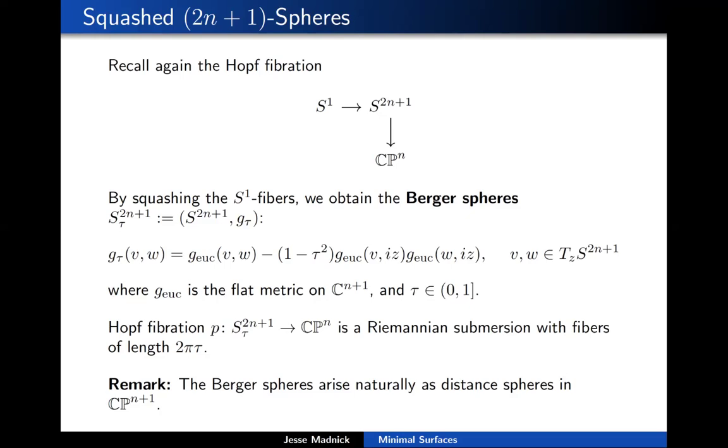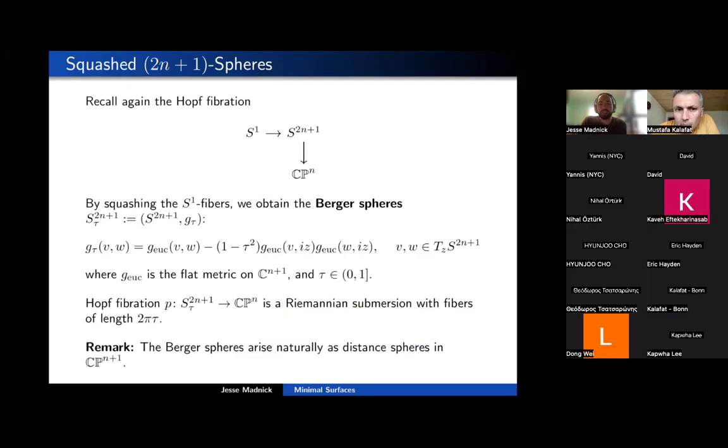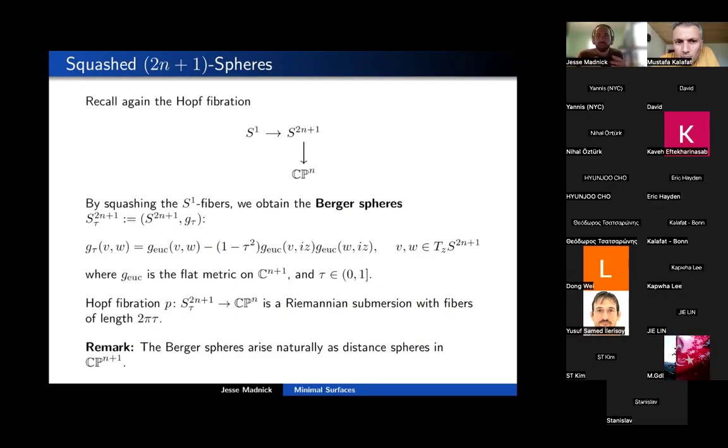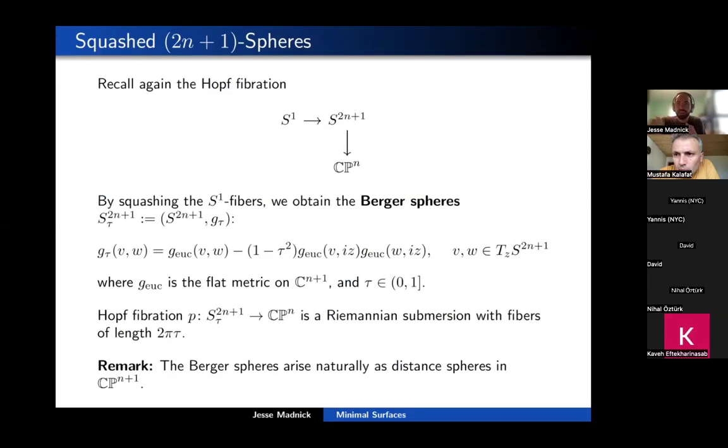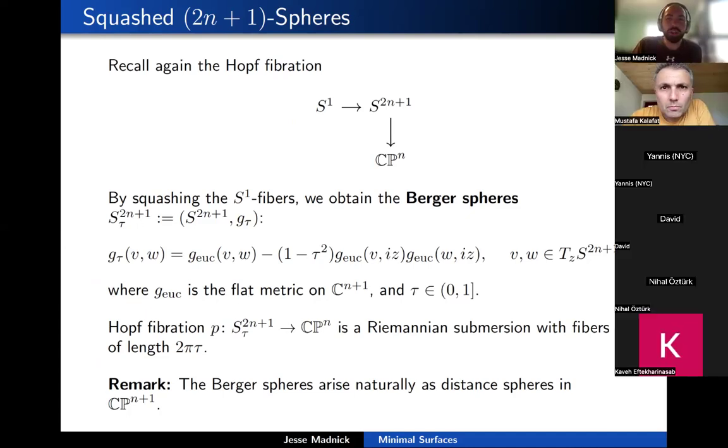A fun fact: this might seem like a strange construction, where would you ever see Berger spheres in real life? It turns out that Berger spheres arise very naturally. They are distance spheres in CP^{n+1}. So if you're in CP^{n+1} and you're doing actual geometry with measurements and distance spheres and such, the Berger spheres are right there. There's no avoiding them. They really are very fundamental.